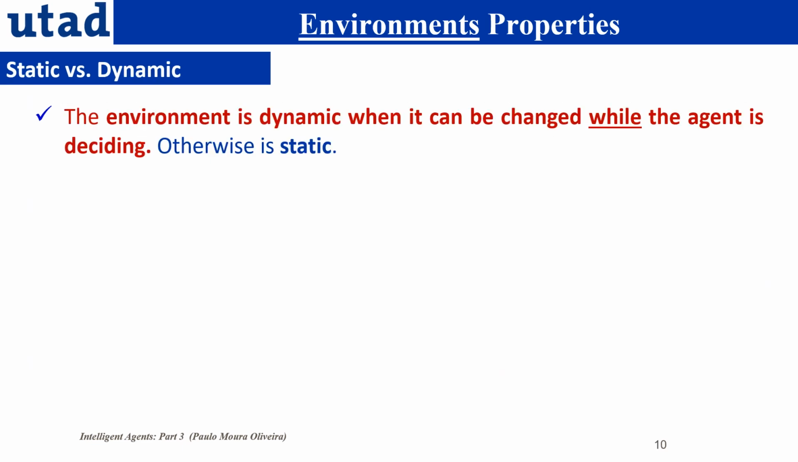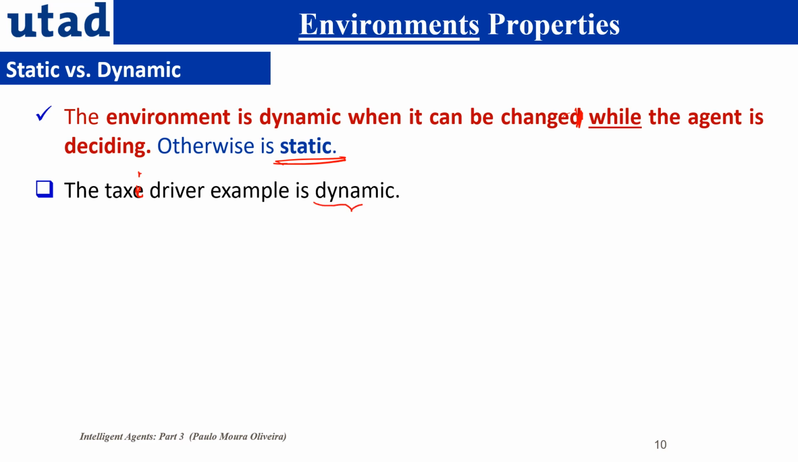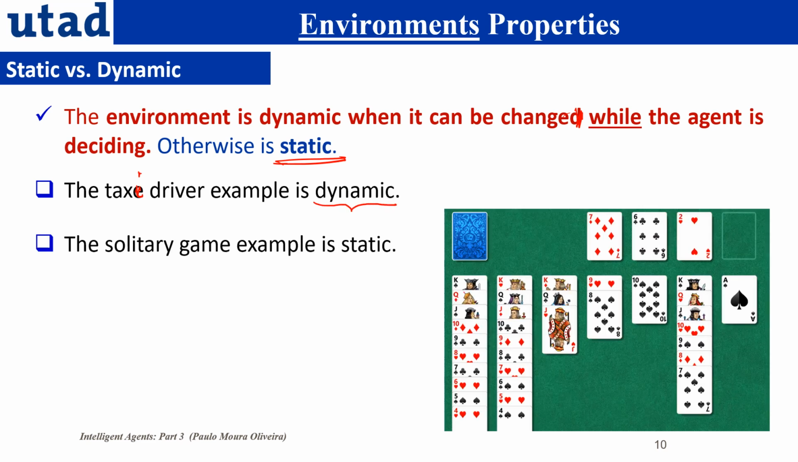Regarding static versus dynamic, we can say that the environment is dynamic when it can change while the agent is deciding. Otherwise, it is called static. For instance, the taxi driver example is dynamic because the environment can change while the driver is taking a decision. But in the case of solitaire, it is static because when the player is deciding, the game does not change.